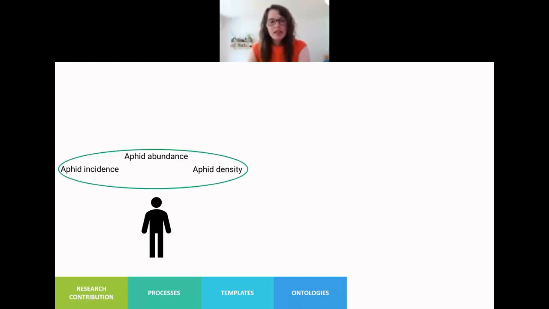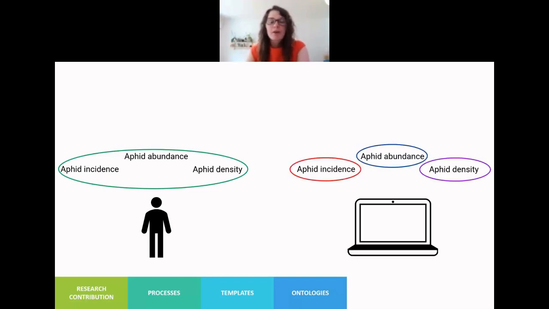For me as a human, this is no problem. I can look at these phrases and understand that they're related concepts. But for a machine, these will appear as distinct and unrelated concepts unless I relate them in some way. So to a machine, aphid incidence is completely different from aphid abundance, is completely different from aphid density. At this point, the machine doesn't understand that each of these terms has a common denominator, which is aphid. So we need to make this information explicit to the machine.